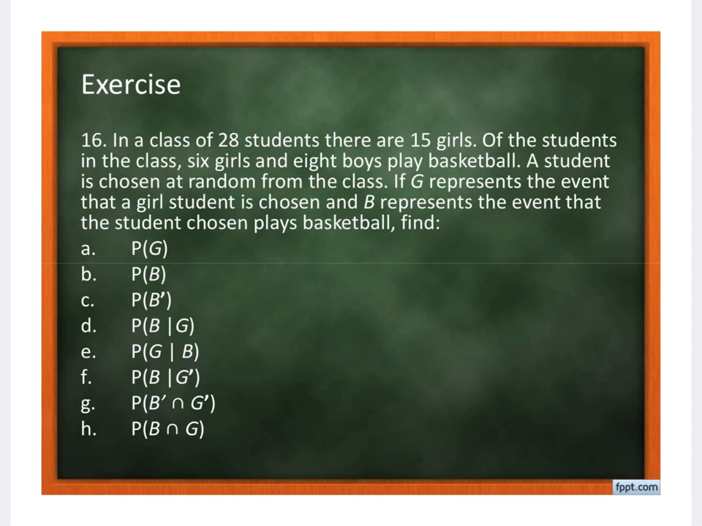Find the probability of G, the probability of B, the probability of B complement, the probability of B given G, the probability of G given B, the probability of B given G complement, the probability of B complement intersect with G complement, and the probability of B intersect with G. First, I will try to make a table here.